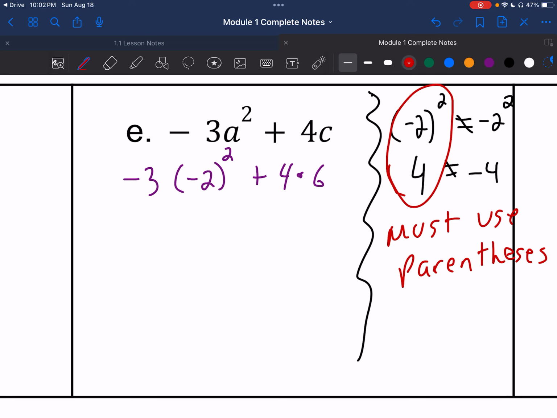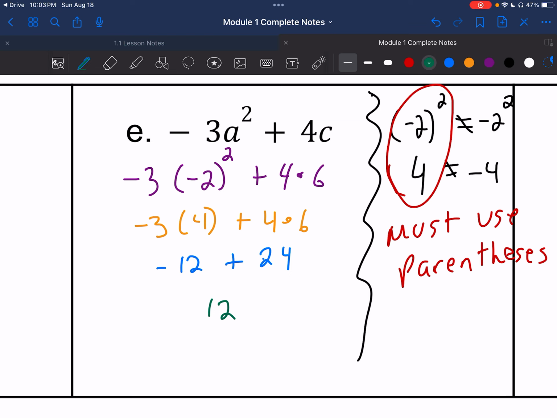All right, so enough of the digression. Let's go back to the work. Negative 2, the quantity negative 2 squared, I just said that was 4. So we have negative 3 times 4 plus 4 times 6. So now we can do this multiplication. Negative 3 times 4 is negative 12. 4 times 6 is 24. My apologies, 24. So negative 12 plus 24 is going to be a positive 12.